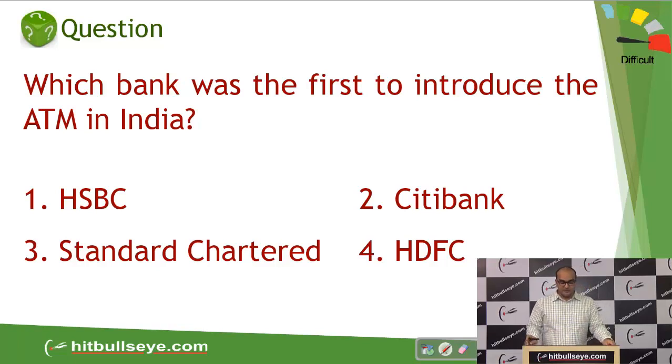So which bank was the first to introduce the automatic teller machine or ATM in India? The answer is HSBC, and you'll be surprised to know that ATMs in India were introduced in 1987 by HSBC in Mumbai.